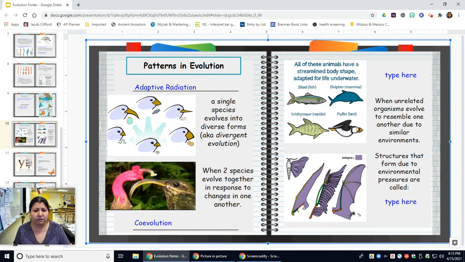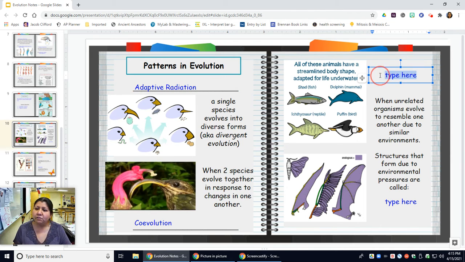I thought this was a very good picture. You can see there's this hummingbird here, and its beak has essentially evolved the same as this flower shape. That way the beak can fit nicely into this flower shape and get the nectar that it needs. We also have convergent evolution.